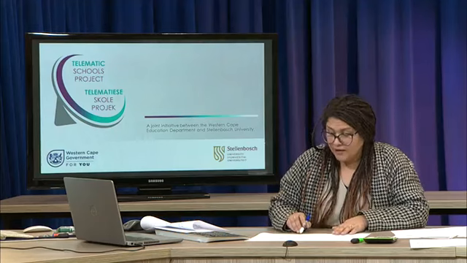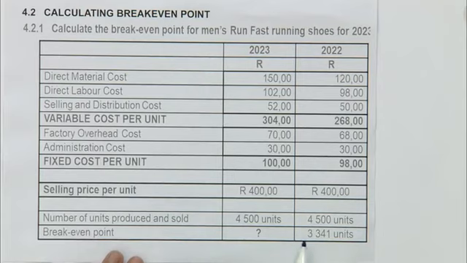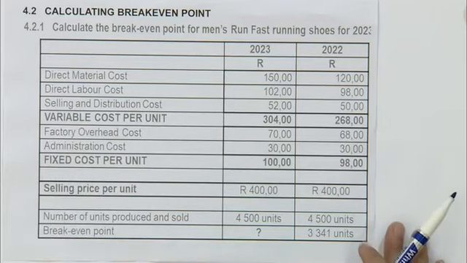And if you look at the number of units sold last year, it was also 4,500. Last year's break-even point was 3,341. So now they are asking us to calculate the break-even point. Now, do you know the formula of your break-even point? Yes? No? Okay. This is what we're going to do.